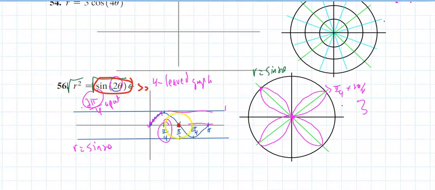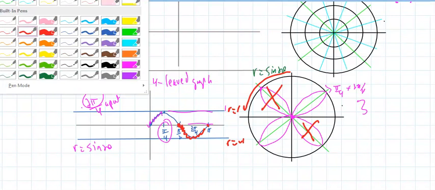Where's this negative? Look at the graph. Isn't that r equals 1 and r equals negative 1? Isn't it negative between pi over 2 and pi? Between pi over 2 and pi, if it's negative, you can't have that piece. And you end up eliminating this piece because those are symmetric. So the square root eliminates half of those petals and you end up with just 2 petals.